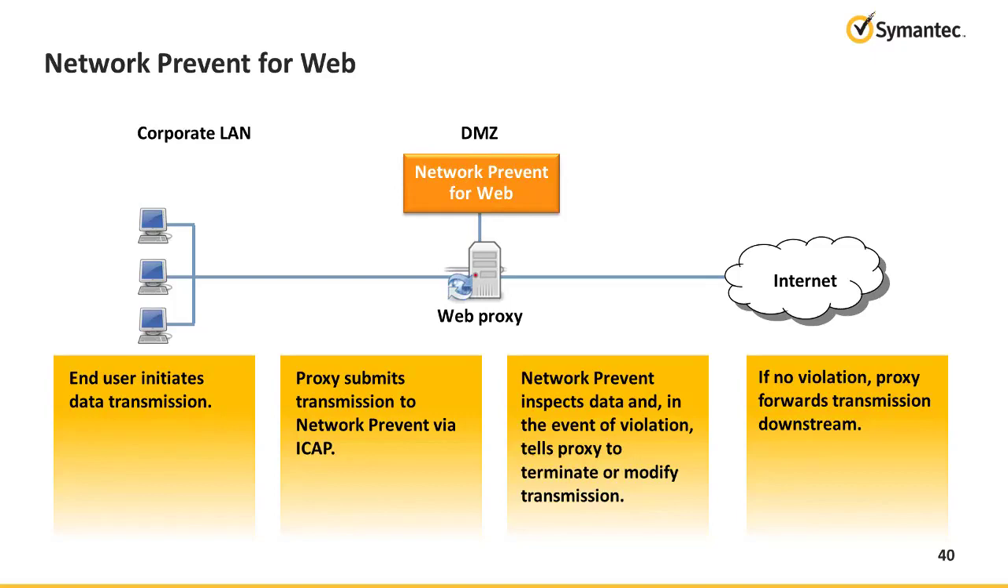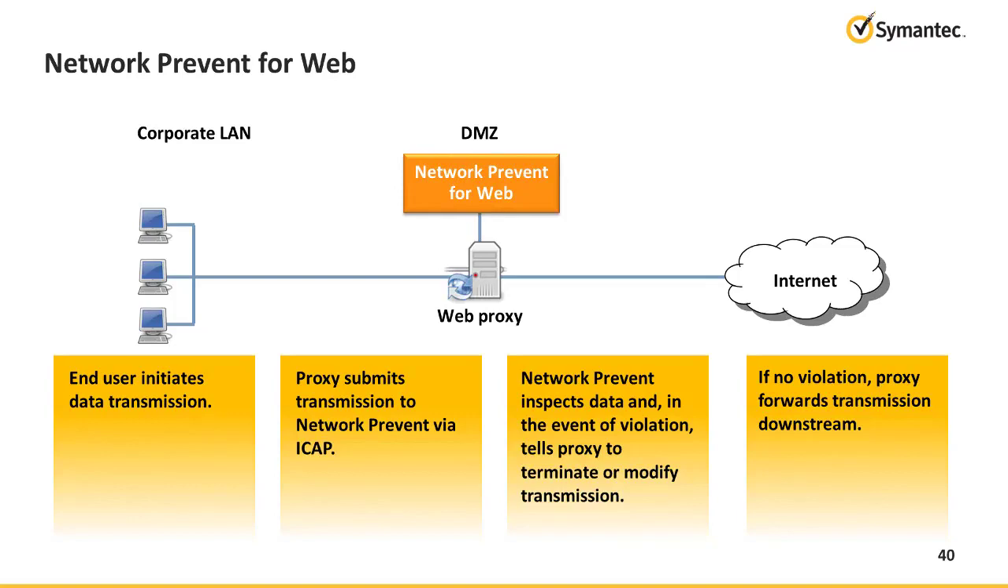The Network Prevent for Web server then sends the proxy an ICAP response that reflects the response rule in the triggered policy. If your policies contain no Network Prevent for Web responses, the ICAP response tells the proxy to let the transaction go through. Otherwise, the ICAP response tells the proxy to block the request, or remove the sensitive content and return only the sanitized request to the proxy.